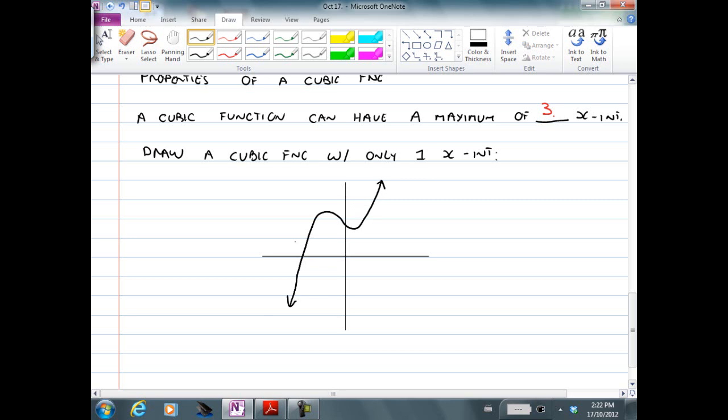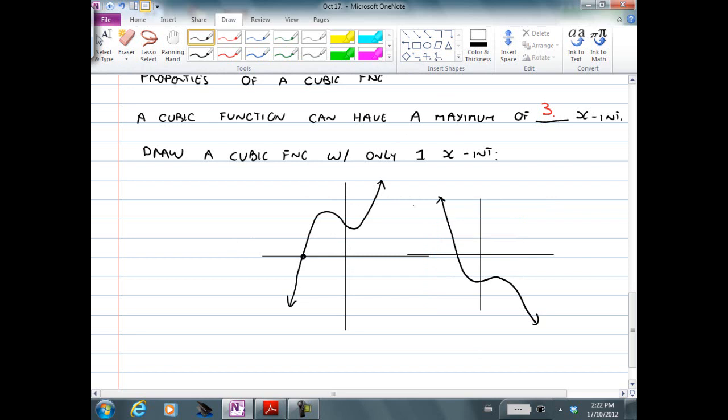Because there's only 1 x-intercept here. And look, it still maintains the shape. That is the sort of thing that you'd be asked on. And again, there are many different variations. Could you start from here and go down like this? Yes, you could, because they're all cubic. That works also. So guys, these are all examples.